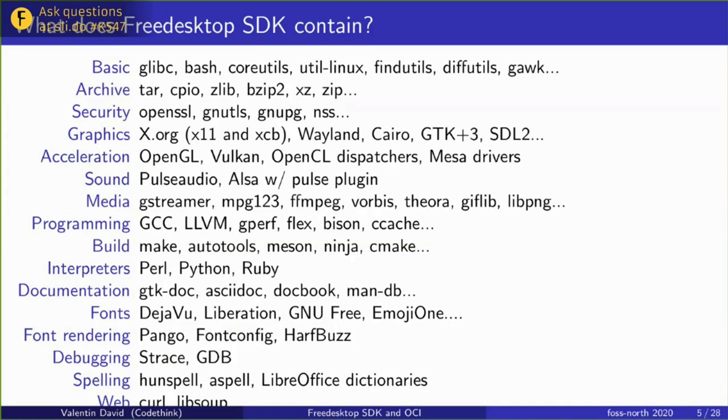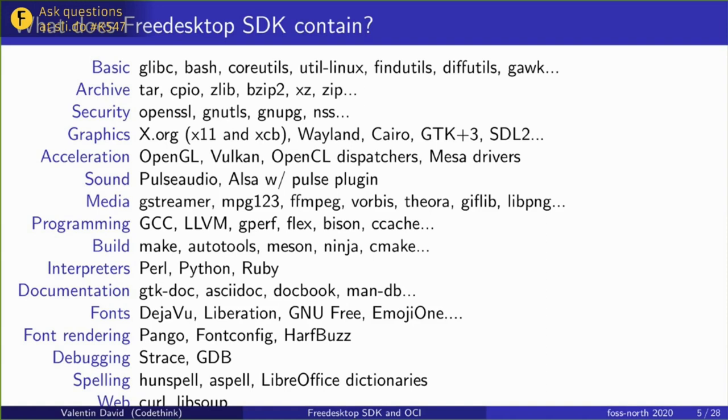So what does the Freedesktop SDK contain? It contains lots of things, but it doesn't contain everything. There are a lot of things on this slide. Maybe there is a bit more than that. I just wanted to show quickly some names that people can recognize to give you an impression of what it contains.